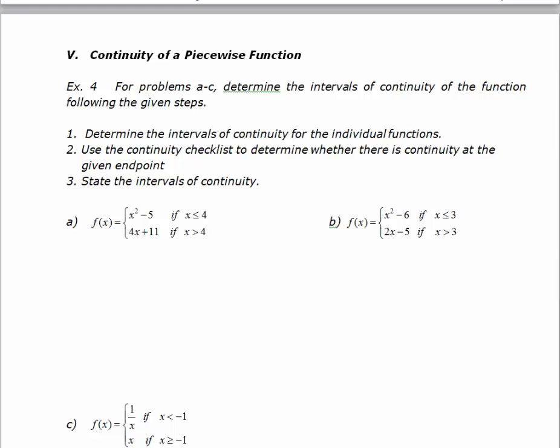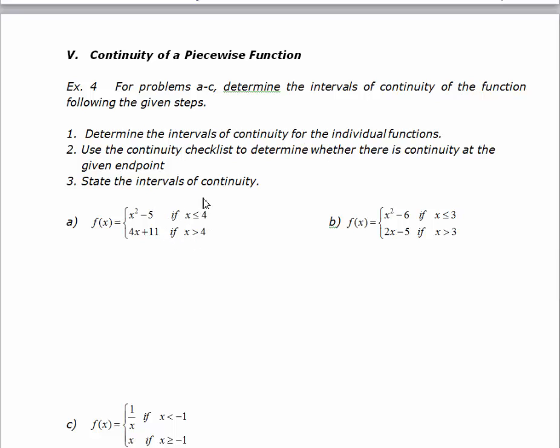In this video we're going to look at the continuity of piecewise functions, and our job is going to be to state the intervals of continuity, but there are a few things that we have to do before we do that. First, step 1 says determine the intervals of continuity for the individual functions.